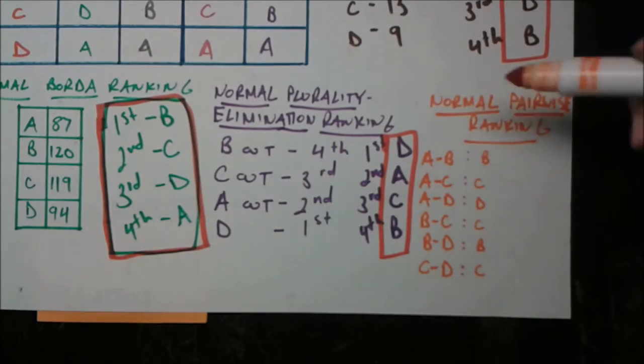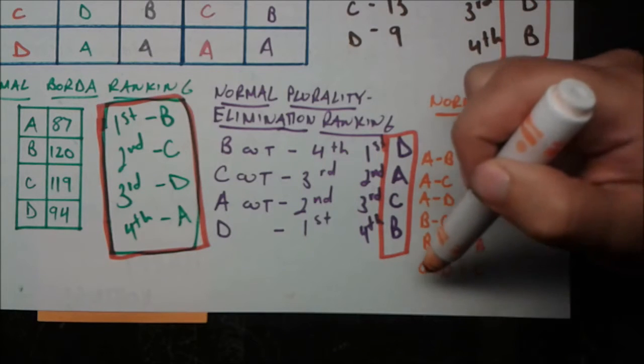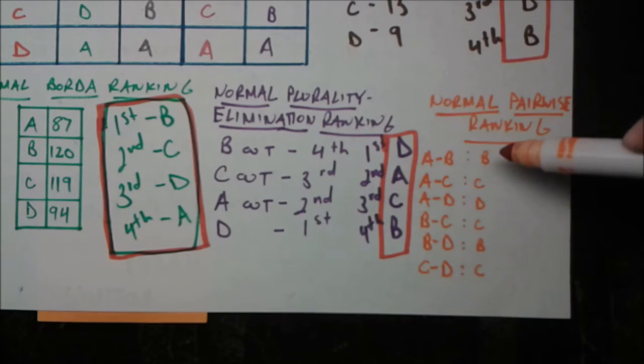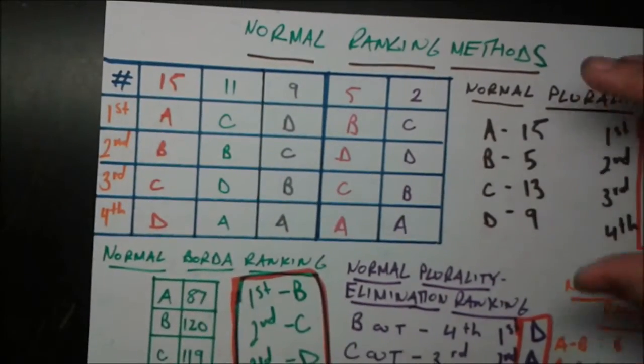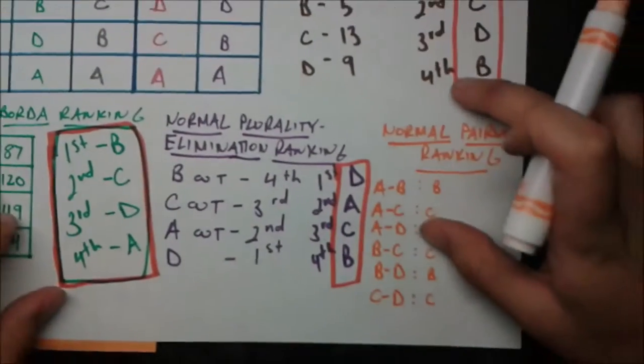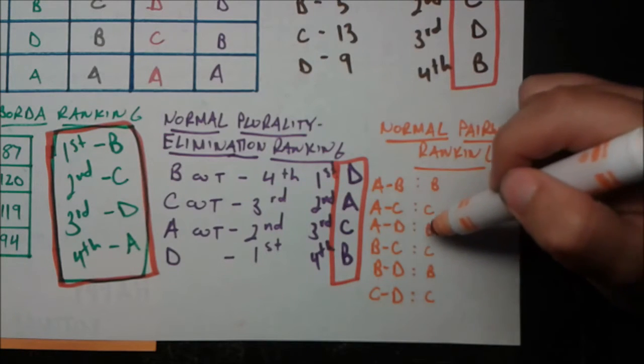Under this method, remember, we do each pair. So we have AB, AC, AD, then we have BC, BD, and then we have CD. And then we talk about who's the winner in each case if we were to just do a head-to-head competition between these. All the data that we're using for all of this is coming from this table. So we find that between A and B, B would win, A and C, C would win, A and D, D would win, and so on.